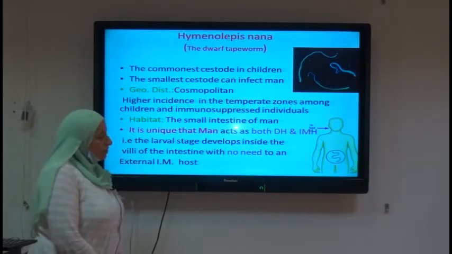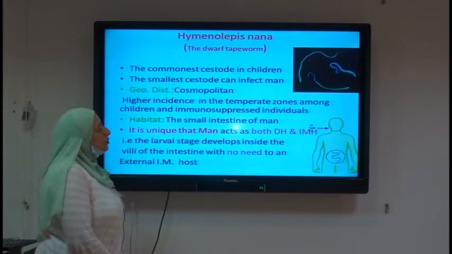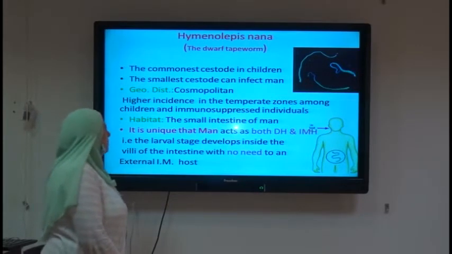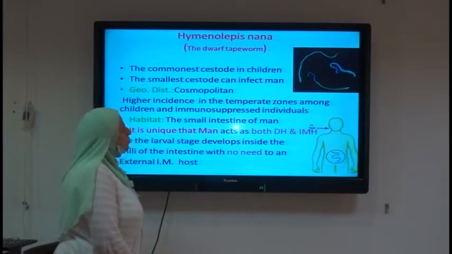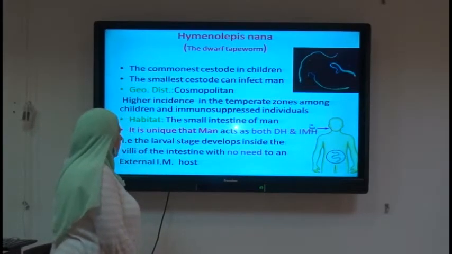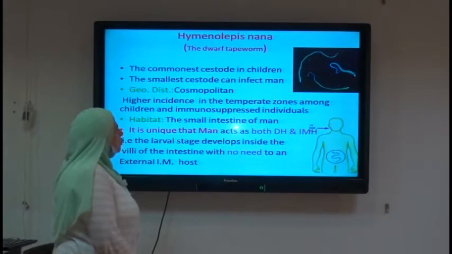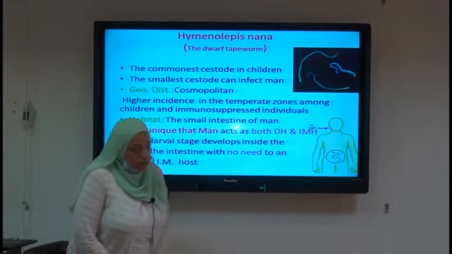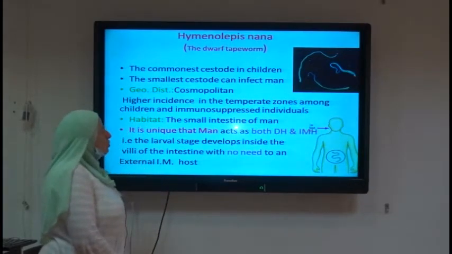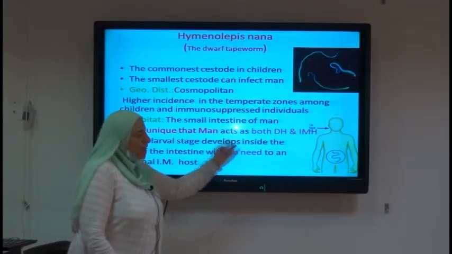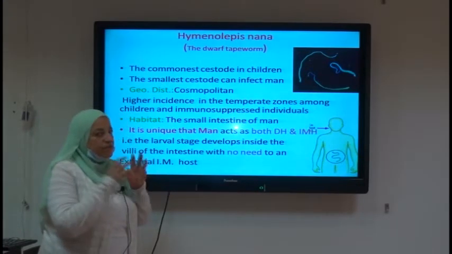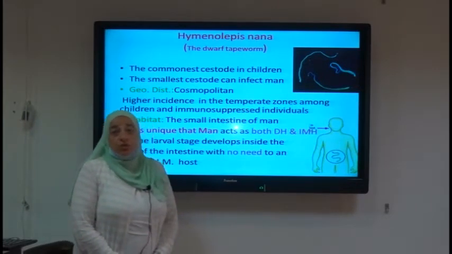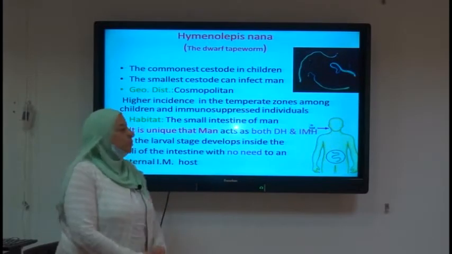However, the higher incidence is in temperate or warm zones, among children and in immunosuppressed individuals. The habitat of the adult worm is the small intestine of man. What is unique about this worm is that man acts as both definitive host and intermediate host. That's to say, the larval stage develops inside the villi of the infected person, with no need for an external intermediate host.